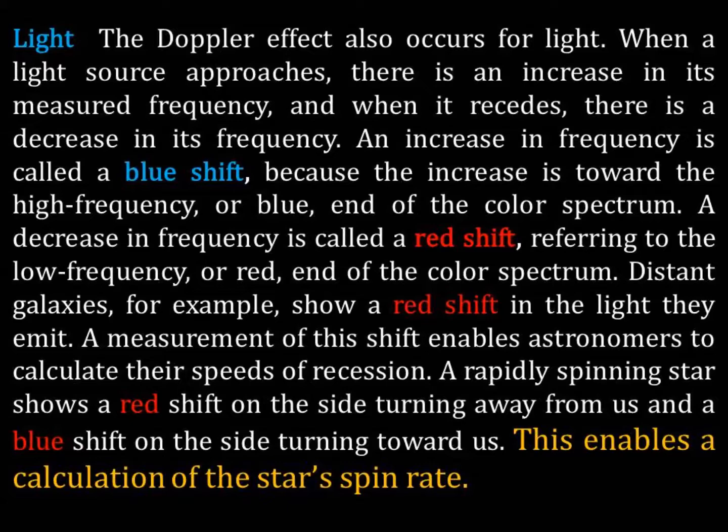Distant galaxies, for example, show a redshift in the light they emit. A measurement of this shift enables astronomers to calculate their speeds of recession. A rapidly spinning star shows a red shift on the side turning away from us and a blue shift on the side turning towards us. This enables a calculation of the star's spin rate. Please go over this slide again and put it on pause.